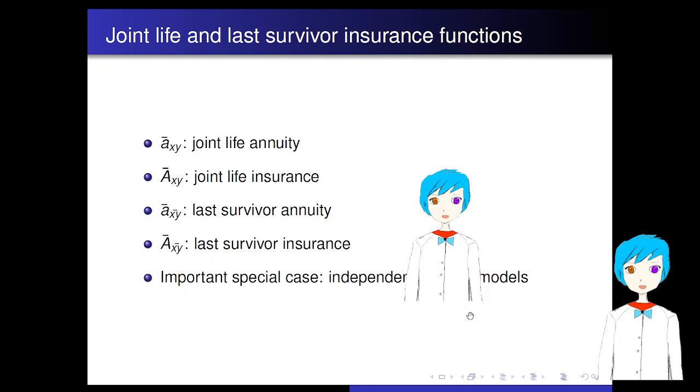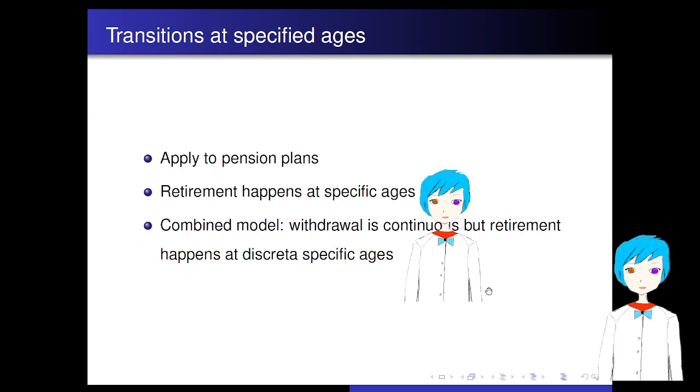In reality, we have pension plans where an annuity will be paid after retirement. So in this case, transitions happen at specified ages, let's say at 60 or 65 years old. So the premium will be paid until the death of an employee or until the retirement of an employee. The retirement happens only at discrete specific ages.